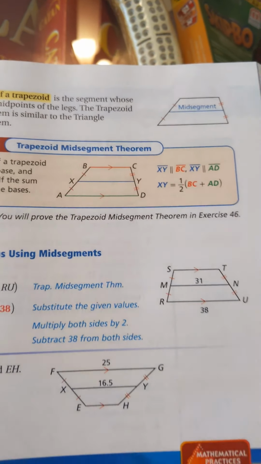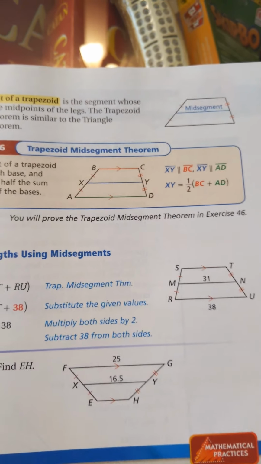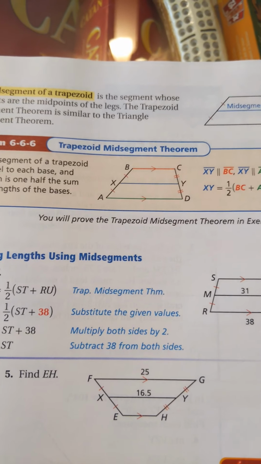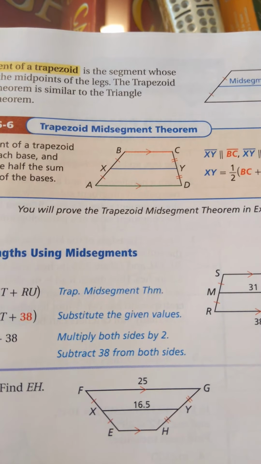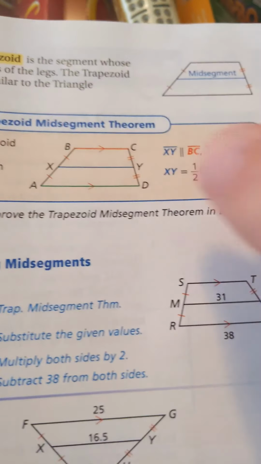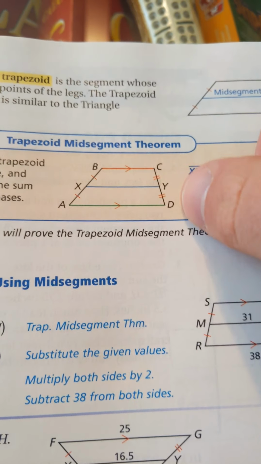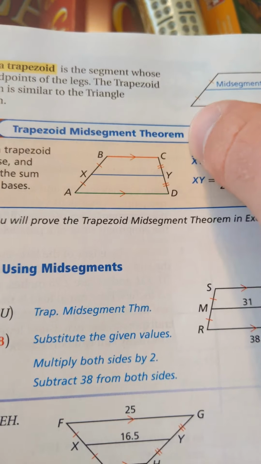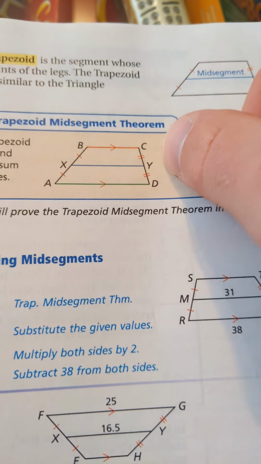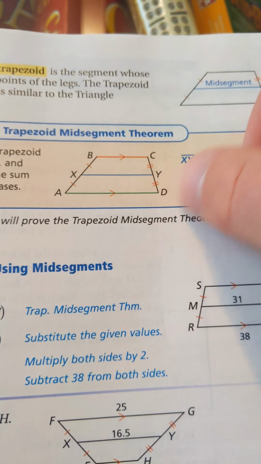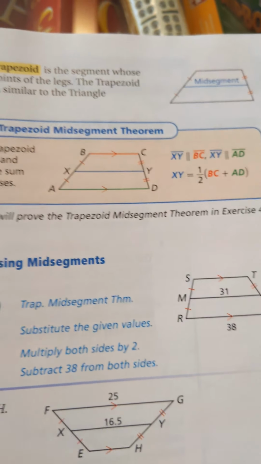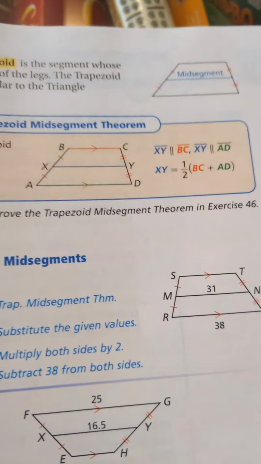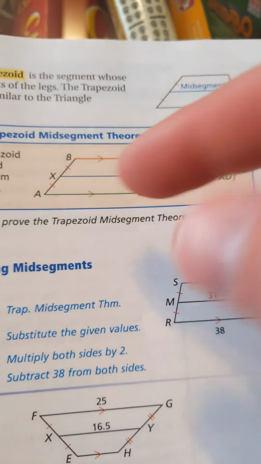One unique thing about the mid-segments of any trapezoid is, if you think about middle, for example, if BC is 10 and AD is 20, the middle of 10 and 20 must be 15. That's exactly how it works. And they do give you a little bit of a formula. XY equals 1/2 of BC plus AD, so 10, 15, 20.